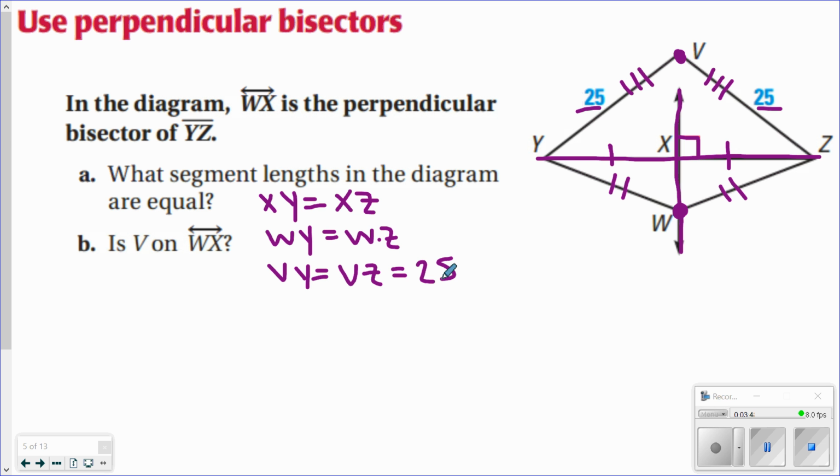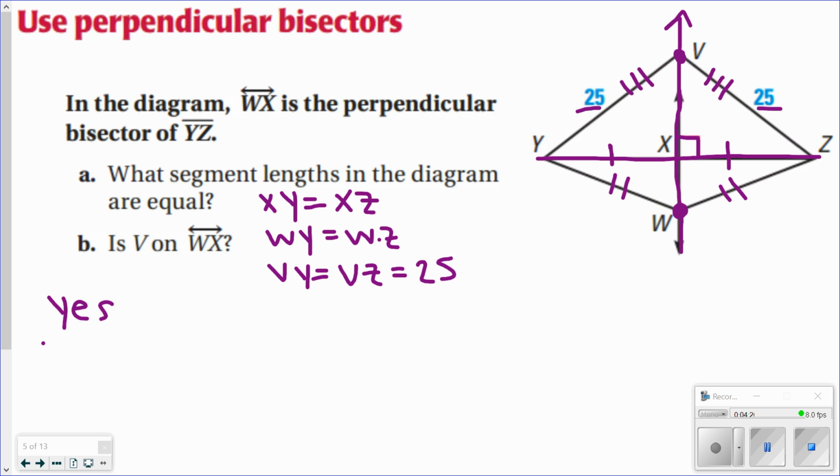Part B said, is V on segment, or I should say line, WX? So can I extend this line and would it go through point V? Well, the correct answer is yes, it would. Why do I know that? Well, since VY is the same length as VZ, and we know by the perpendicular bisector theorem that a point on the perpendicular bisector is equidistant from the endpoints, V would have to be on the line. So I'll kind of write that out.